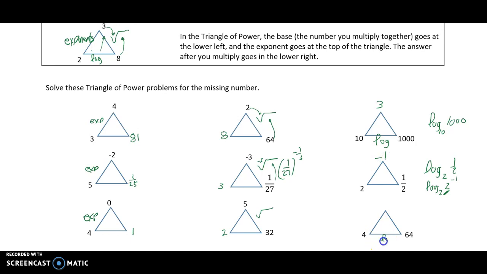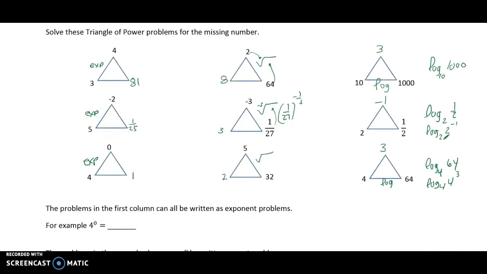So again, think of this as the log path. We can rewrite this as log base 4 of 64. And again, trying to think of a way I can write 64 as a base 4. So log base 4 of 4, and that should be to the third power, because 4 times 4 times 4 is 64. So this answer up here is 3.